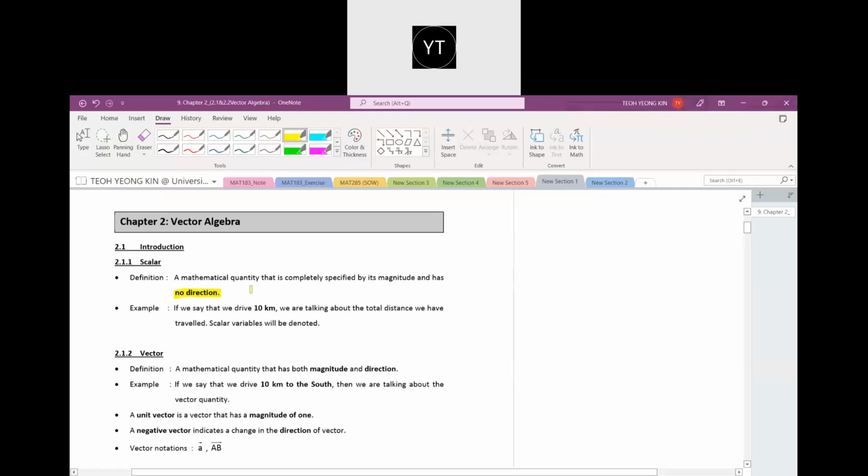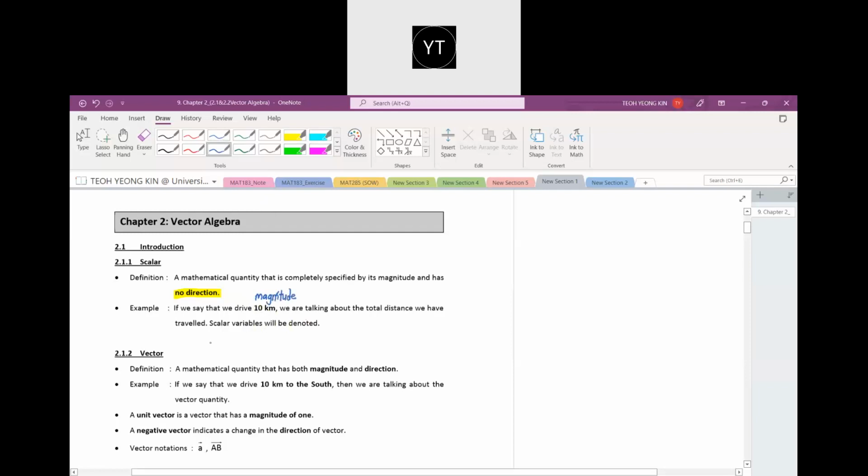So let's say example, if we say that we drive 10 km. So maksudnya kita drive 10 km, we are talking about the total distance we have traveled. Kita cuma cakap distance saja. Distance kita adalah 10 km. So benda ni kita panggil sebagai skala. Ataupun dalam English, we are known as scalar. So scalar variables will be denoted sebab dia tak bagi tahu arah, cuma 10 km saja. So this 10 km is referred as the magnitude. Dia hanya ada magnitude tanpa arah.